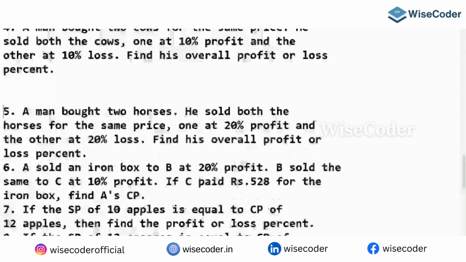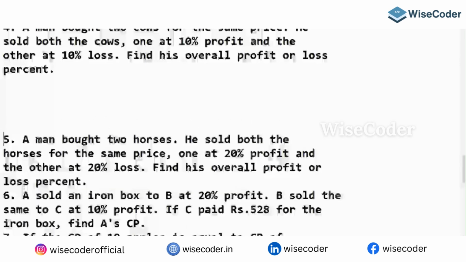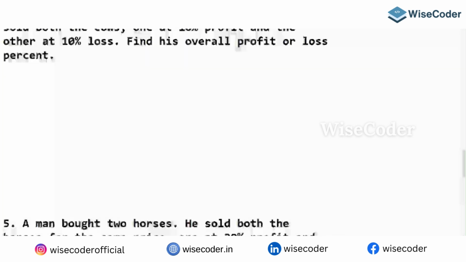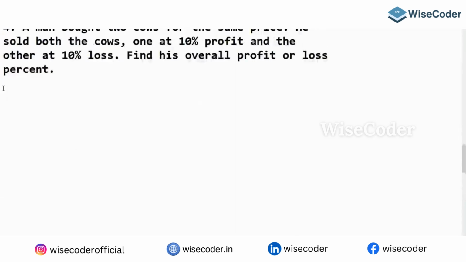A man bought 2 cows for the same price. He sold both cows, one at 10% profit and the other at 10% loss. Find the overall profit or loss percentage. Pause the video and try to answer this particular question.